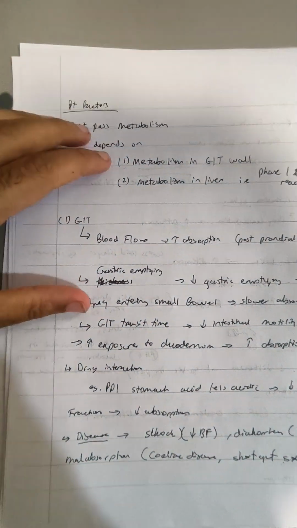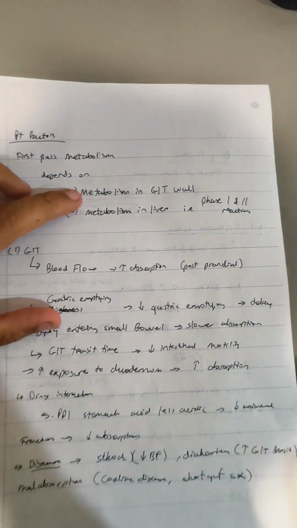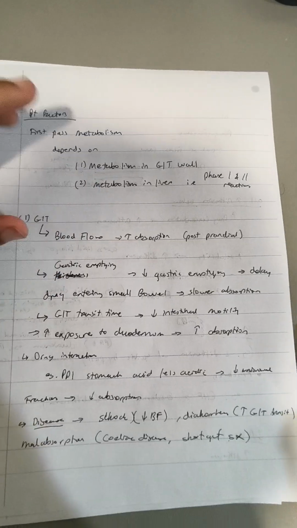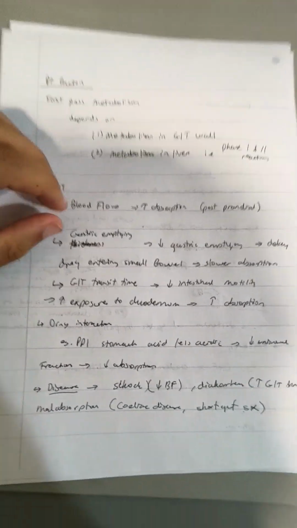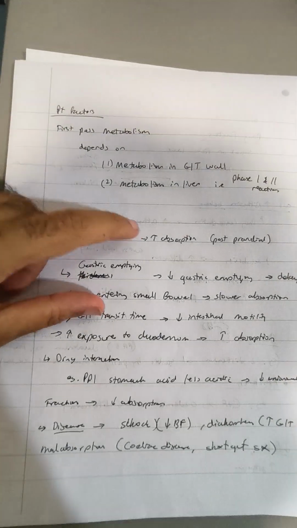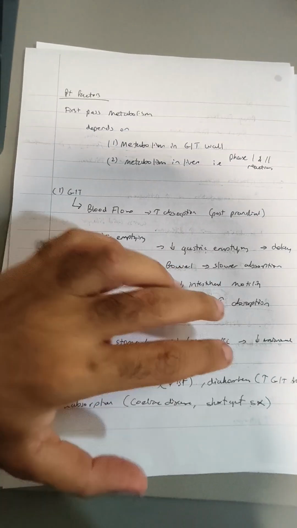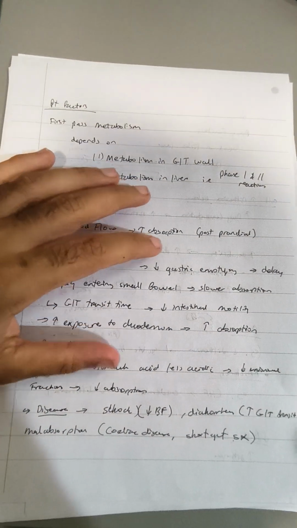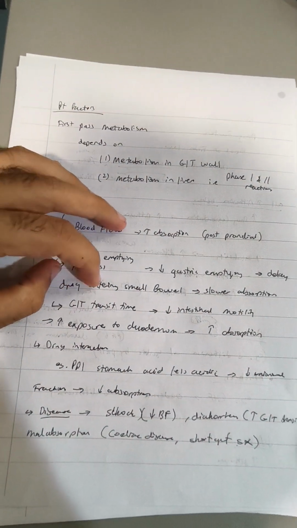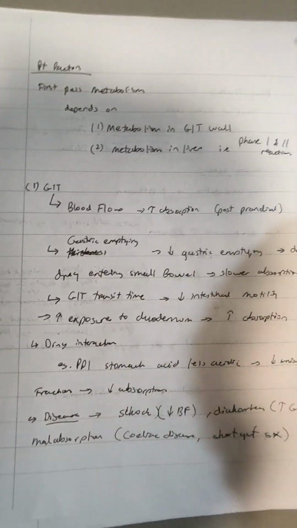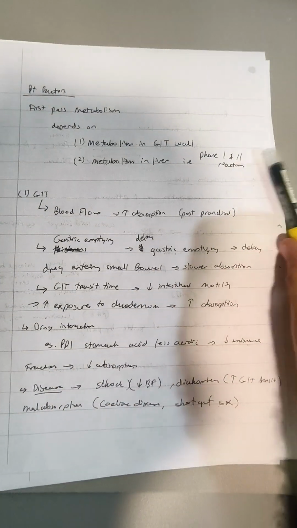Then we talk about patient factors, and patient factors is two factors. There's metabolism of the GIT wall, and there's the liver, which is usually phase 1, phase 2. GIT, the way you think about GIT, what does GIT have? It has blood flow, so increased absorption if there's increased blood flow. It has gastric emptying. Why does it have gastric emptying? So we love talking about gastric emptying. Decreased or delayed gastric emptying will delay the drug. So an easy way to do it is just write delay. So delay gastric emptying, delay drug.